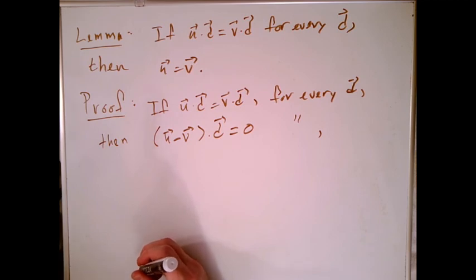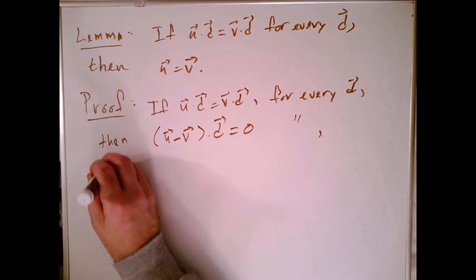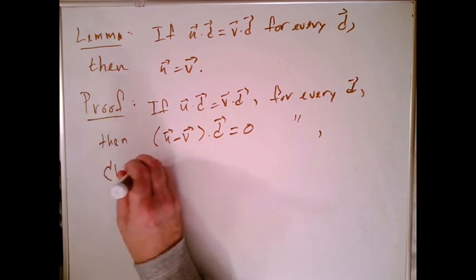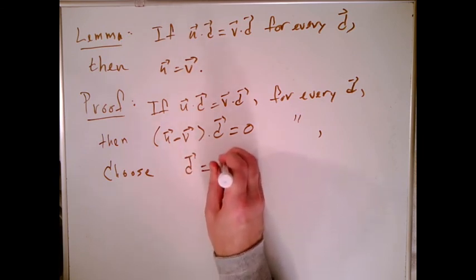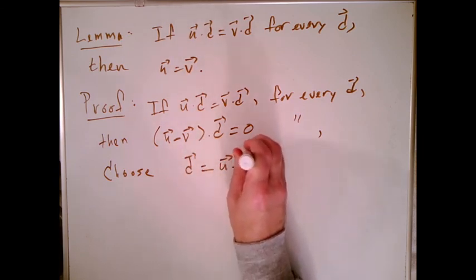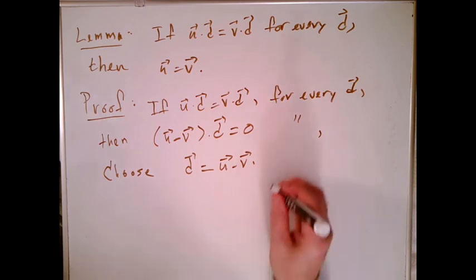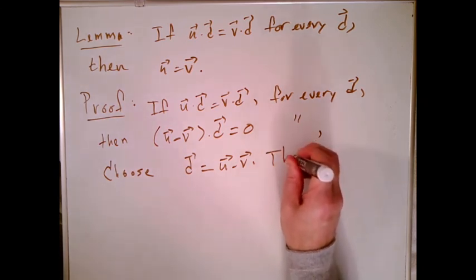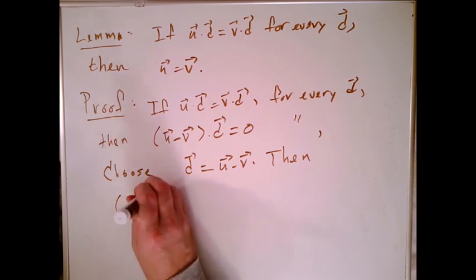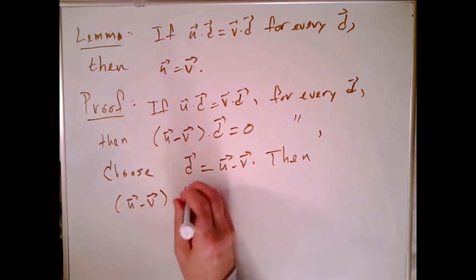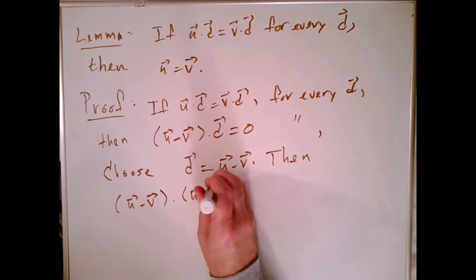Now that says I should be able to put any d I want to in there, and that's going to work. Let's choose one specific d. And I want to pick u minus v, like that. Then u minus v dot u minus v equals 0.